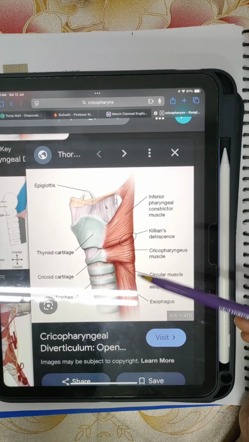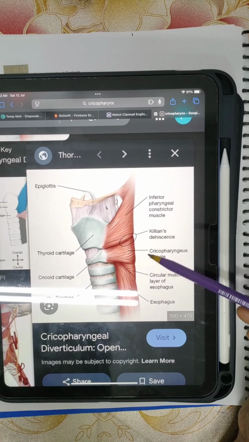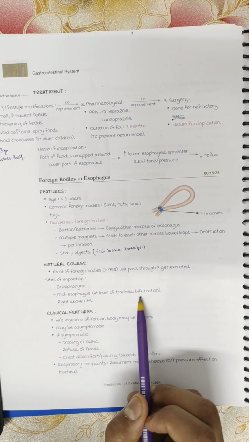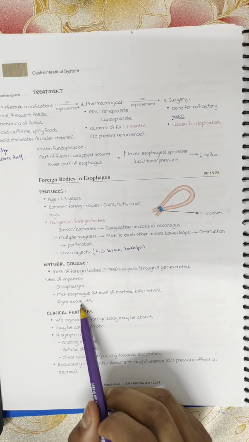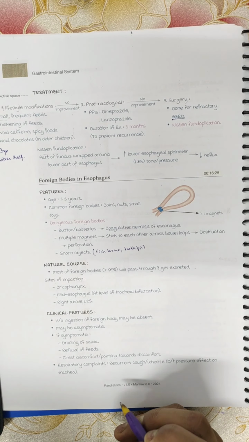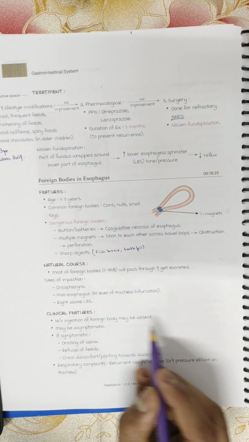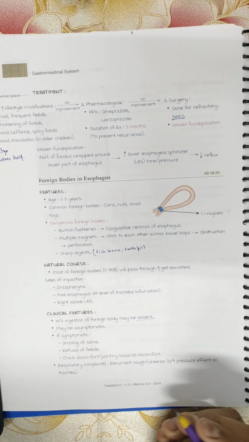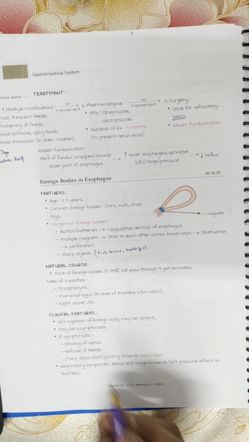So this is the picture. It is the cricopharynx space. This is the first one. Then the mid esophagus at the level of tracheal bifurcation and right above the lower esophageal sphincter. Okay. Now, what are the clinical features? History of ingestion of a foreign body obviously may be absent. People may not have seen this. May be asymptomatic as well.